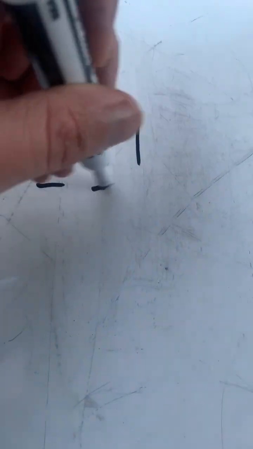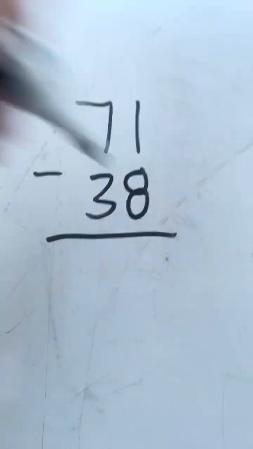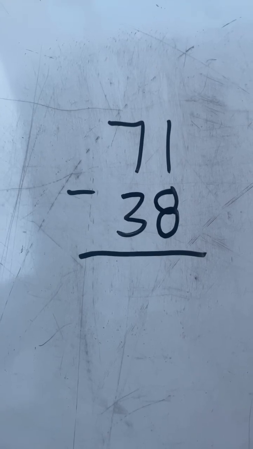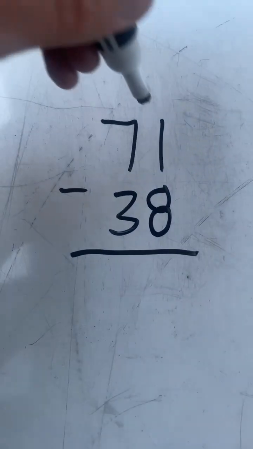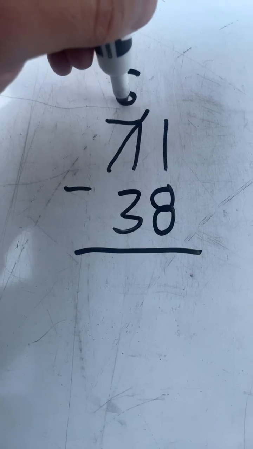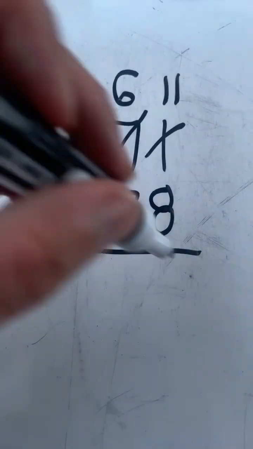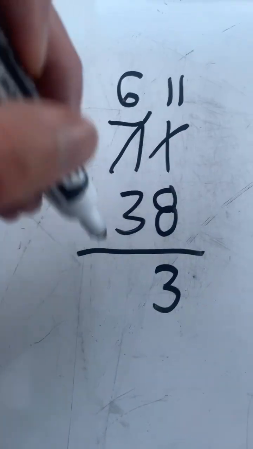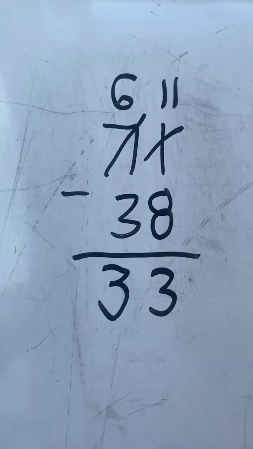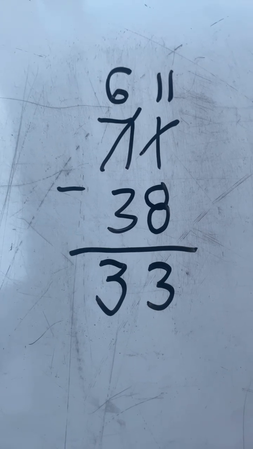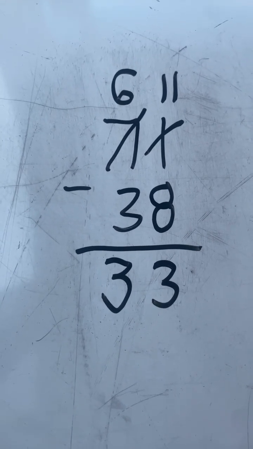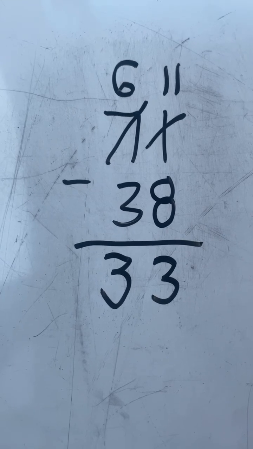All right, final problem of the video. 71 minus 38. So we can't start out with 1 and take away 8, so we take a 10 from the tens place. The 7 is going to become a 6. The 1 is going to become an 11. 11 minus 9 equals 3. 6 minus 3 equals 3. And our final answer is 33. 71 minus 38 equals 33.